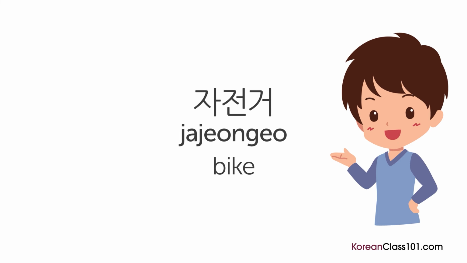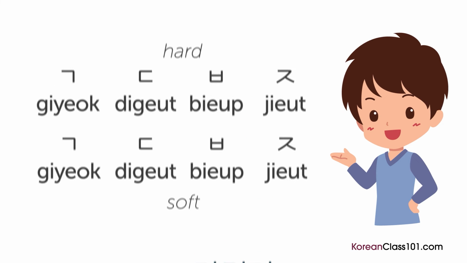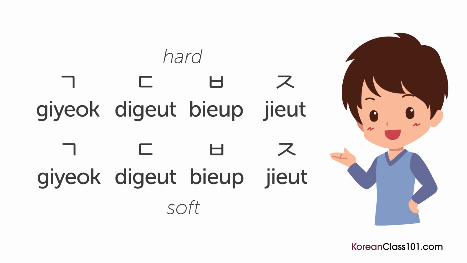Let's do one more example with the word for bike, 자전거. This word has the letter 치읓 twice, so you can really hear the difference. The first 치읓 has the harder puff of breath, whereas the second 치읓 is a little bit softer. 자전거. Sometimes the sounds can be a little difficult to distinguish, so it's good to separate them into two categories: the hard 기역, 디귿, 비읍, and 치읓 sounds, and the soft 기역, 디귿, 비읍, and 지읒 sounds.